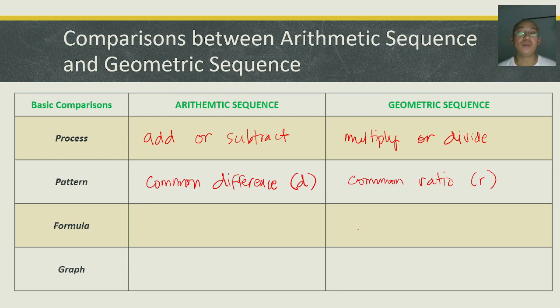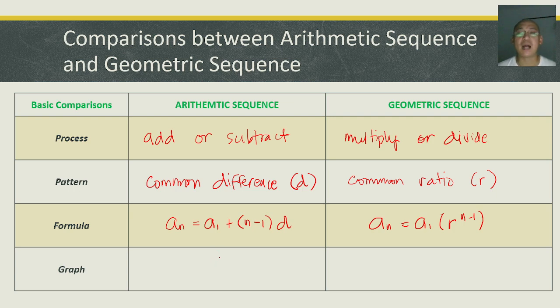This common difference and common ratio, we can see in their formulas. The formula of the arithmetic sequence is a sub n, for the last term, is equal to the first term plus the number of terms minus 1 multiplied by the common difference. And for the geometric sequence, we have a sub n is equal to a sub 1 times the common ratio raised to n minus 1. Take note that n minus 1 is an exponent.